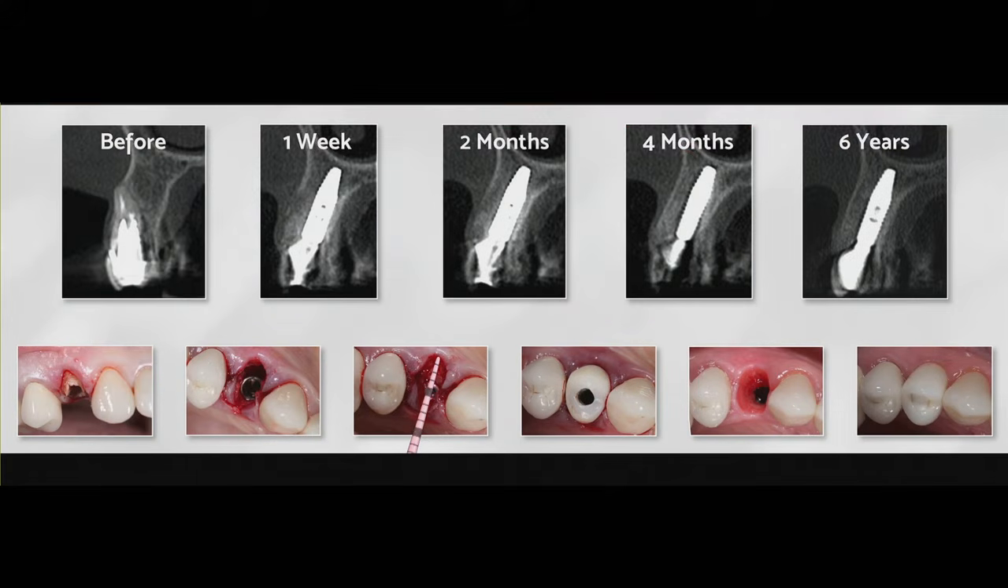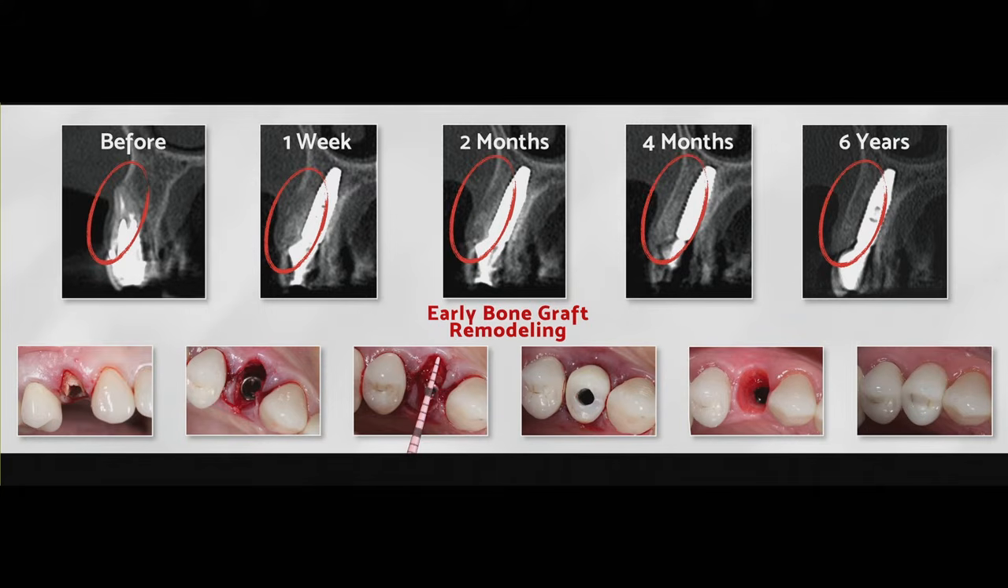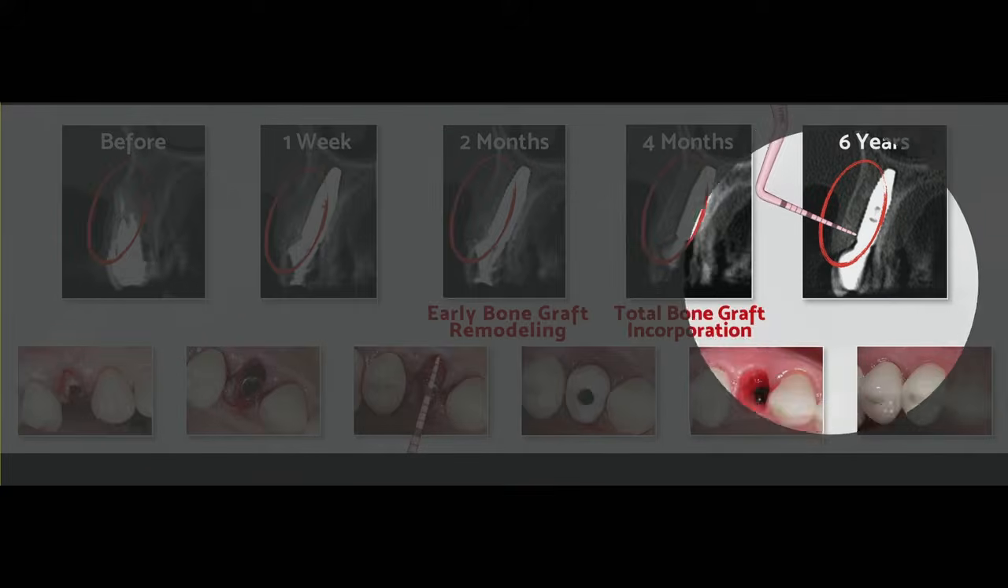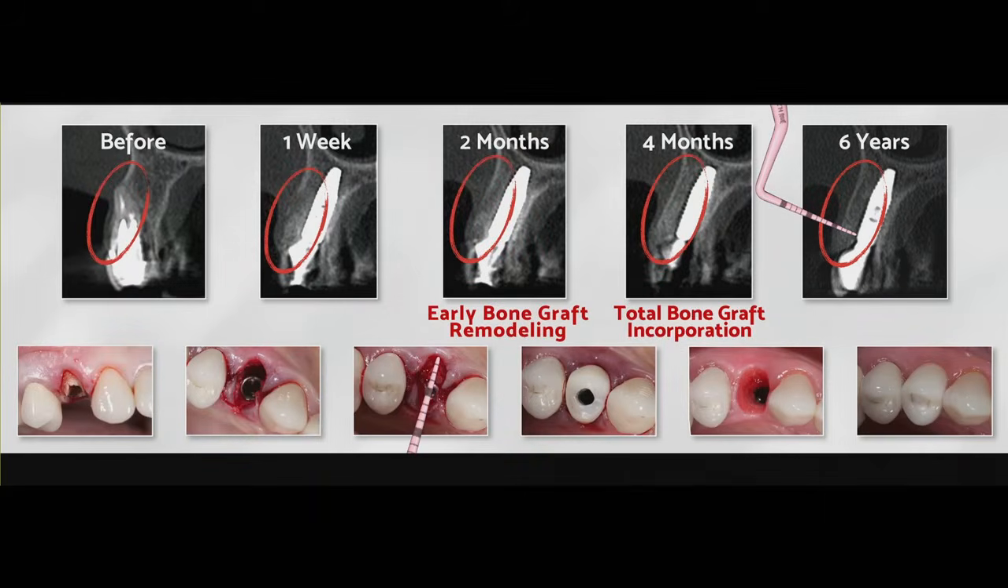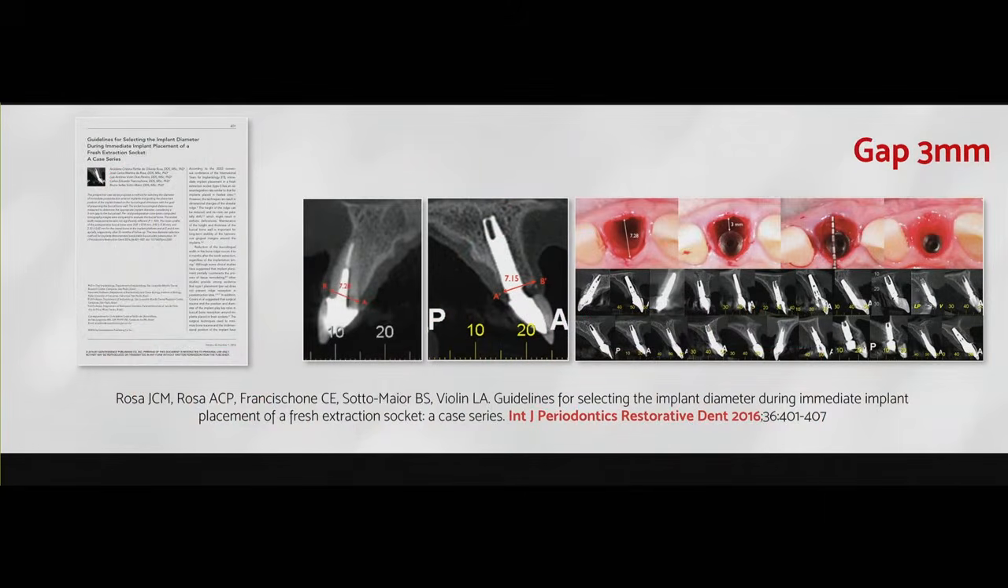As you can see through these 5 sagittal views, after 2 months, you have the early bone graft remodeling. After 4 months, total bone graft incorporation. This is what we are expecting when we use this methodology in my patient's mouth. And after 6 years, you may have the graft stability. We still have the 3 millimeters of bone grafted.